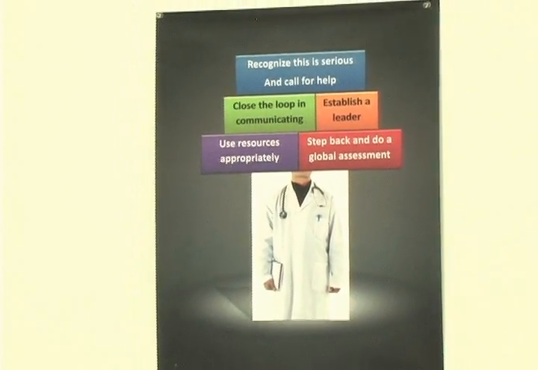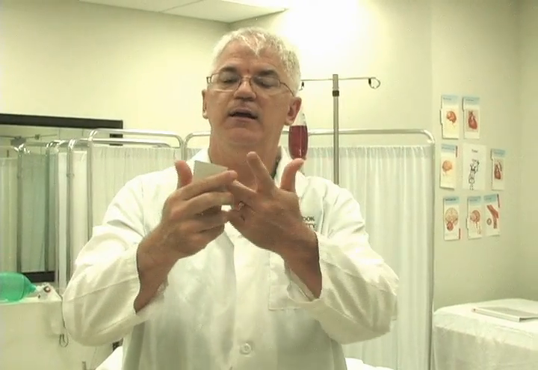And if that wasn't enough, I can tell you that I gave you another way to remember. Every one of you got these little cards. Pull them out. Take a look, and during the actual exercise you can look at it and say, okay, recognize this is serious and call for help. Let's close the loop in communicating. Let's establish a leader. Let's use our resources appropriately, and let's step back and do a global assessment. So that's exactly what we're going to do here.